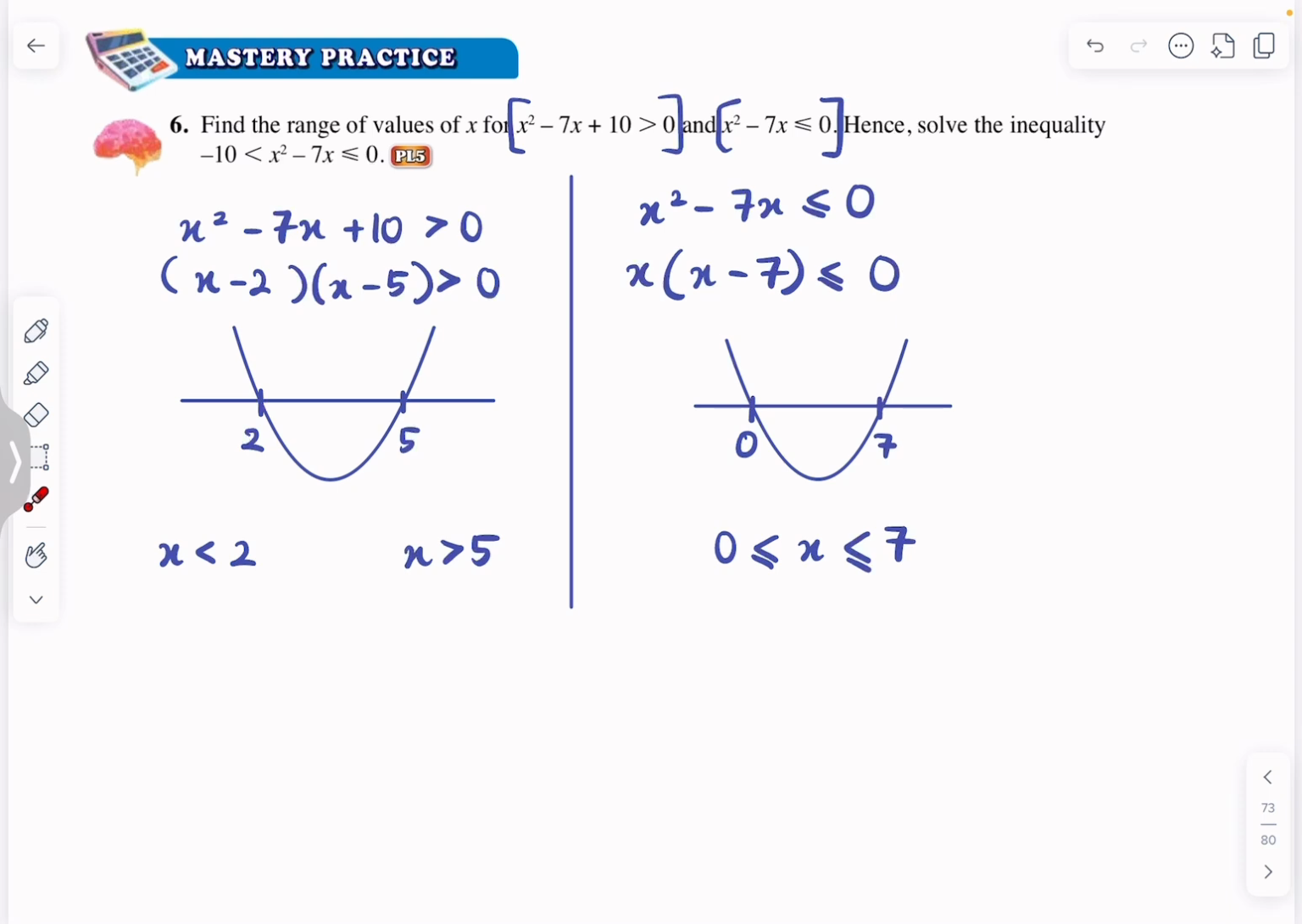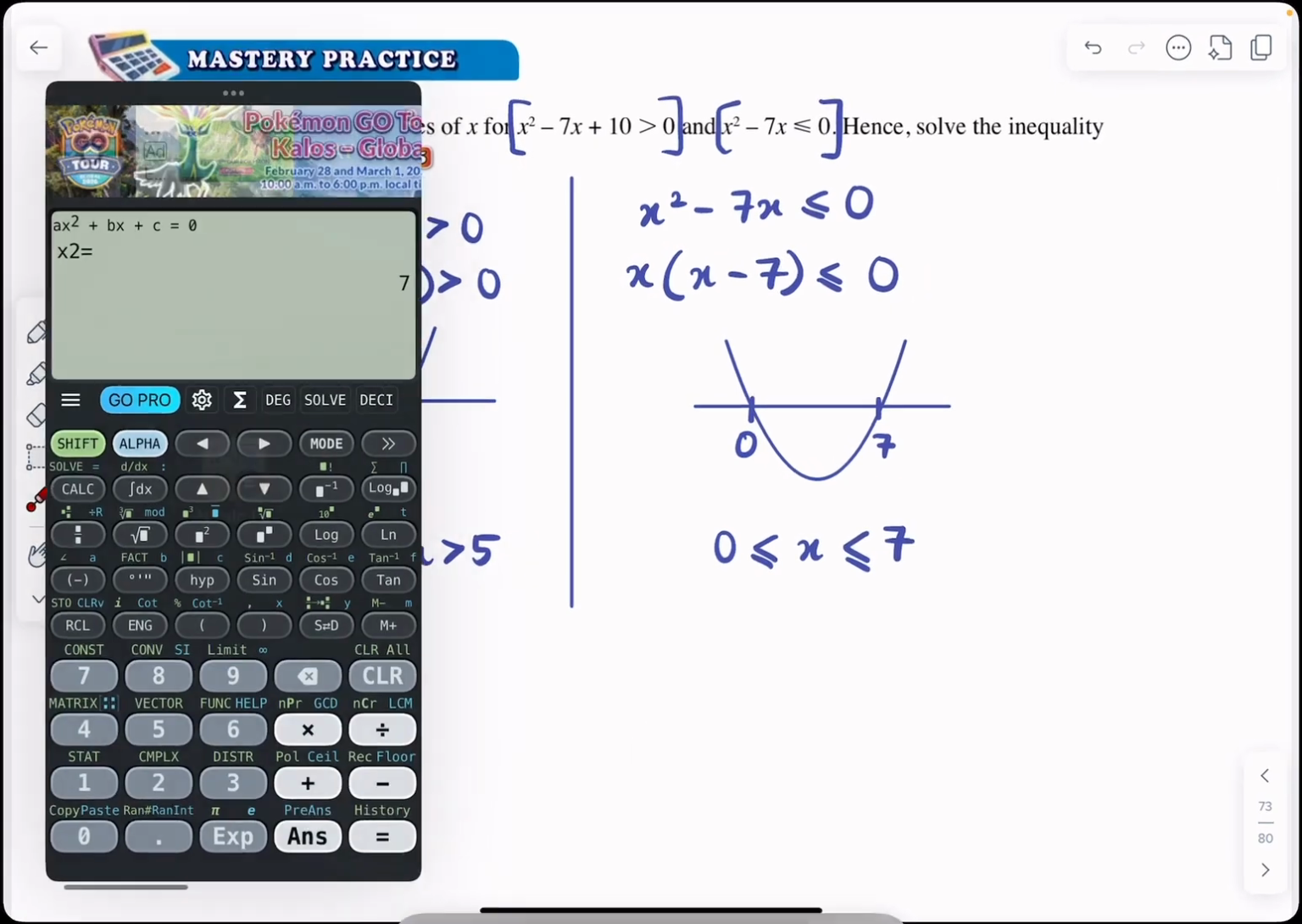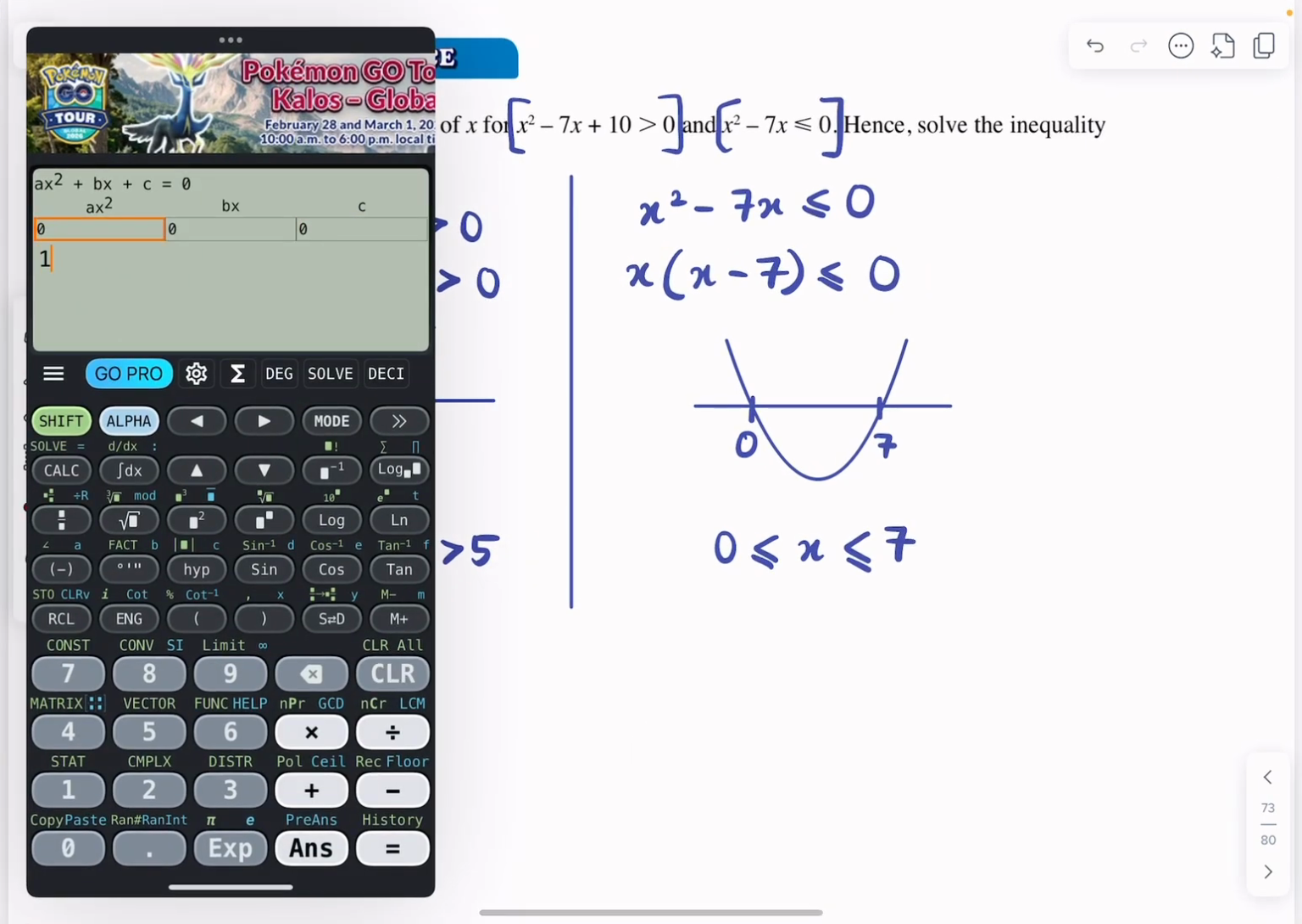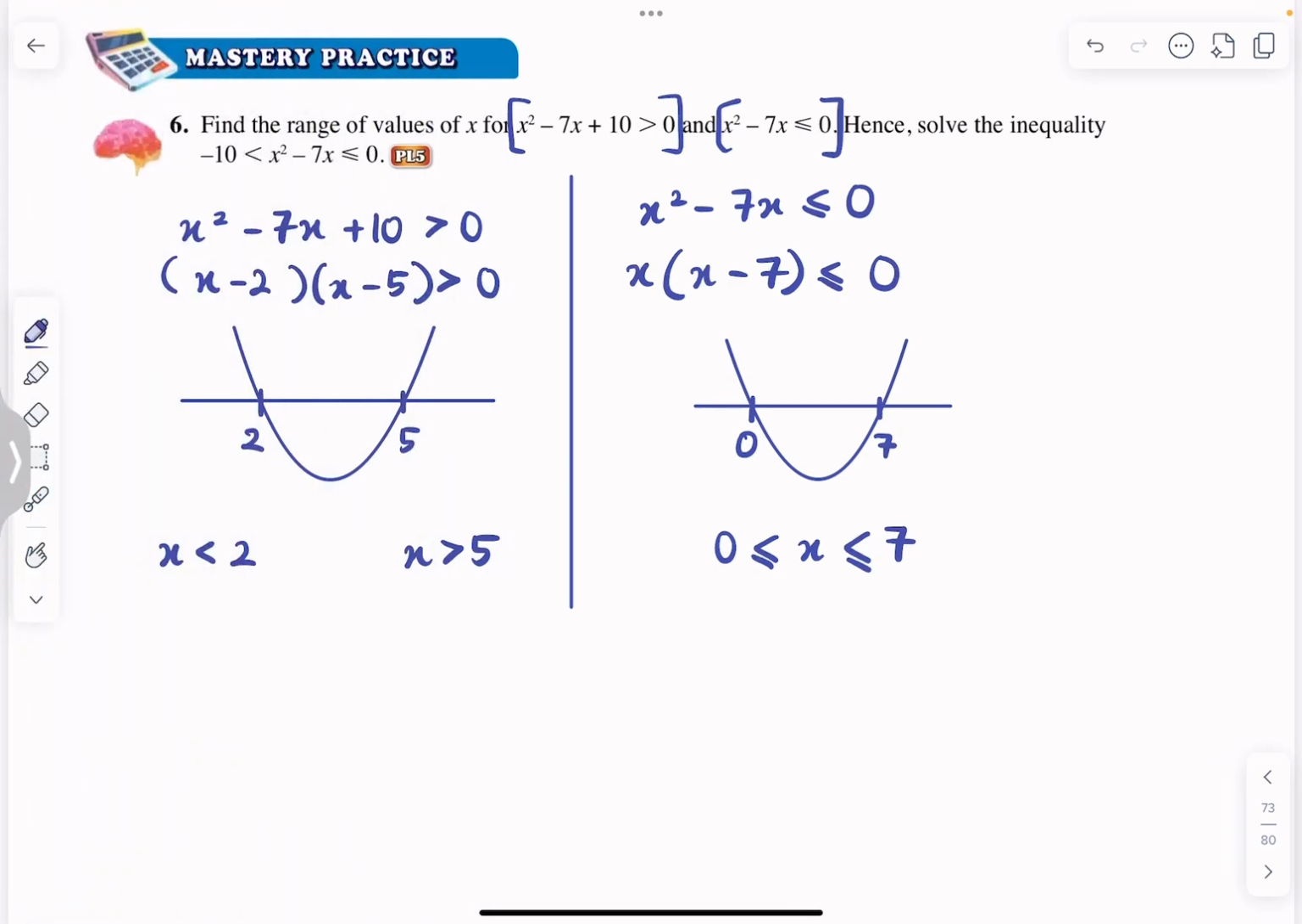Let me just explain how I got this part. If you don't know how to factorize this way, you can actually just use your calculator. Let me show you. So a is 1, b is negative 7, c is 0. There is no c here. So here you see your roots, you get 0 and 7. If you get 0 and 7, you can write x minus 0, x minus 7. But x minus 0 is just x, so we can just write it as x, x minus 7. That is how I got this.